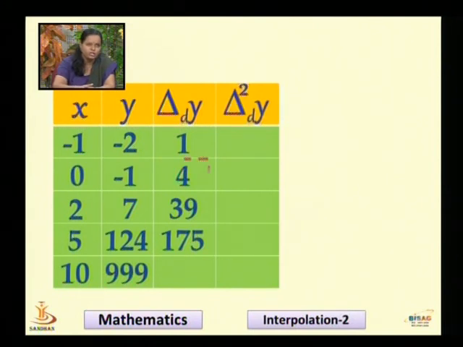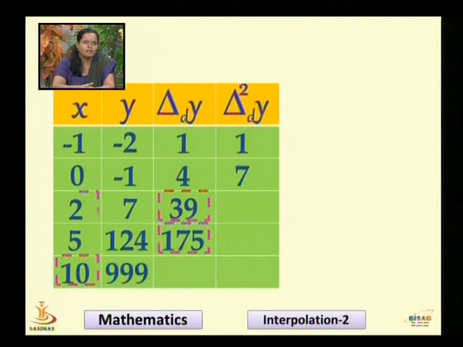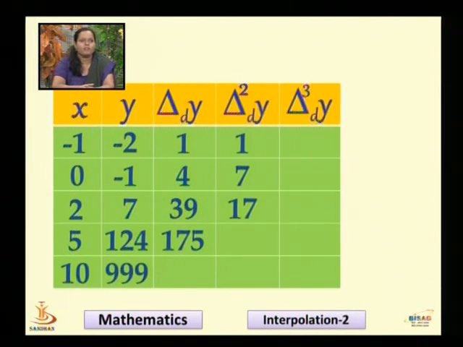At the first point is 4 minus 1 divided by 2 minus minus 1, and the answer is 1. Next, it is 39 minus 4 divided by 5 minus 0, the answer is 7. 175 minus 39 divided by 10 minus 2, the answer is 17. Let's construct the third order divided differences.